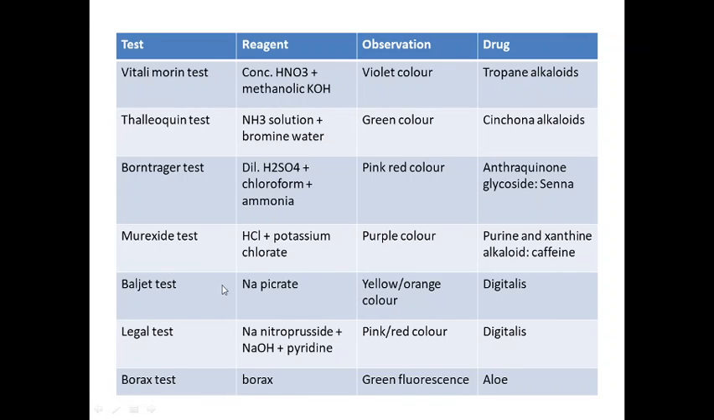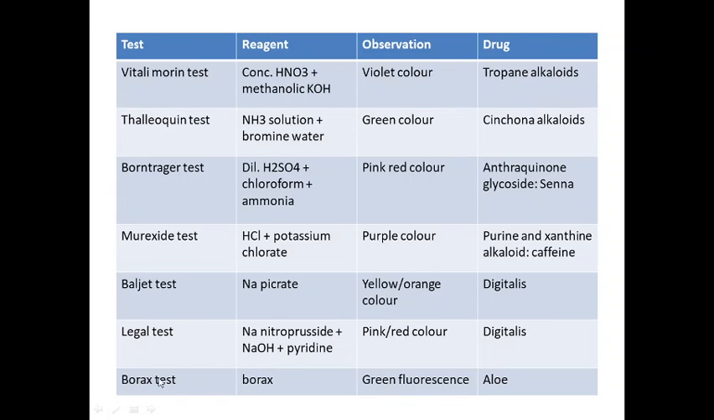Then just see the tests for identification of digitalis, which contains the cardiac glycosides. The first test is the Baljet test, which uses sodium picrate as a reagent, and digitalis shows the yellow or orange color. The second test is Legal test, which uses sodium nitroprusside, sodium hydroxide and pyridine as reagents, and this shows the pink or red color. These both tests are used for the identification of digitalis, which contains the cardiac glycosides.